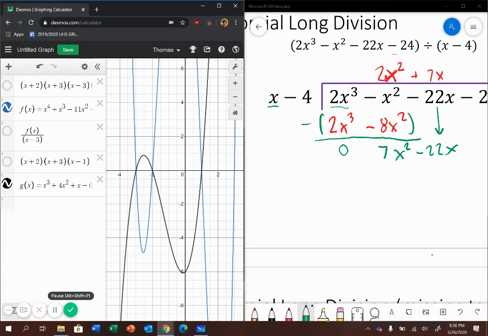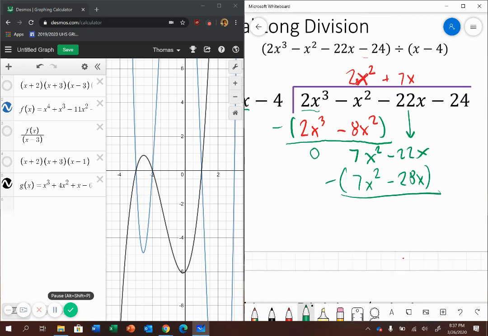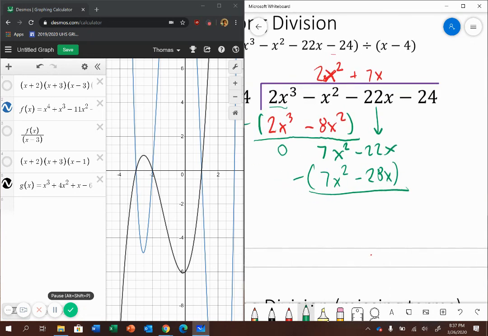We're going to take the 7x and multiply by the x. We get the 7x squared. And then the 7x times a negative 4 is our negative 28x. And then just like before, we're going to subtract everything we just wrote.